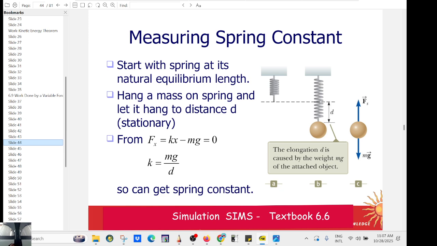Is that clear? So there is a threshold. If you stretch too much, then you get to a point where you get deformation, and then you cannot go back. You have damaged it. Any question?